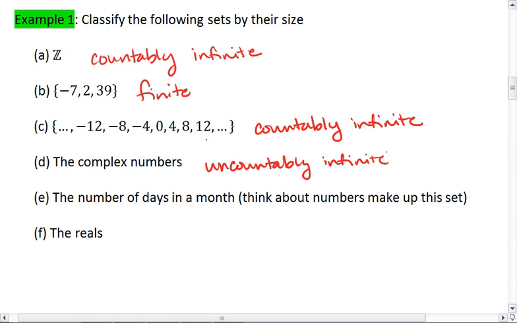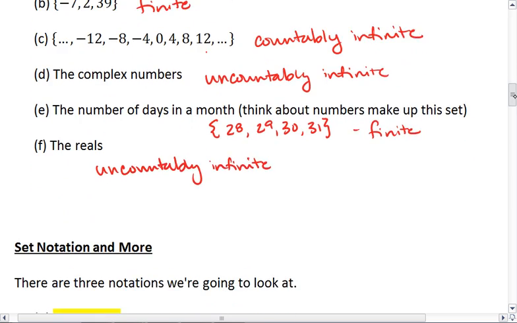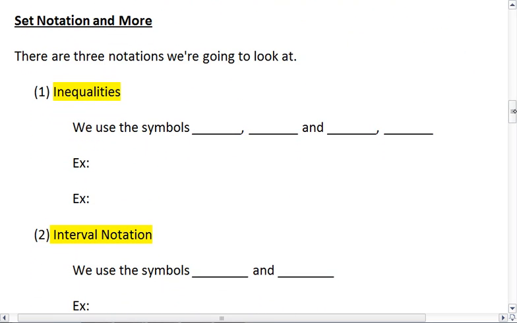For set E, the number of days in a month, hopefully you realize that with our calendar we can have either 28 days in a month, 29, 30, or 31, which makes this a finite set. There's only 4 possible numbers in this set. And then lastly, we have the reals, which are also uncountably infinite. And that does it for example 1. Next, we'll talk about set notation and more.